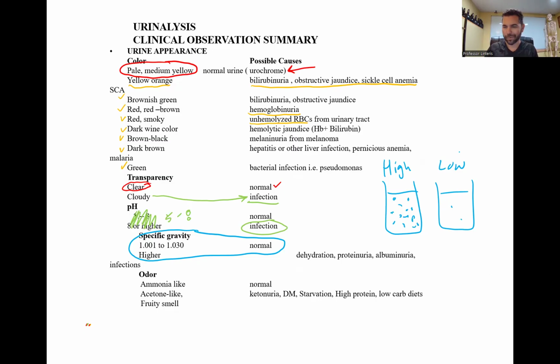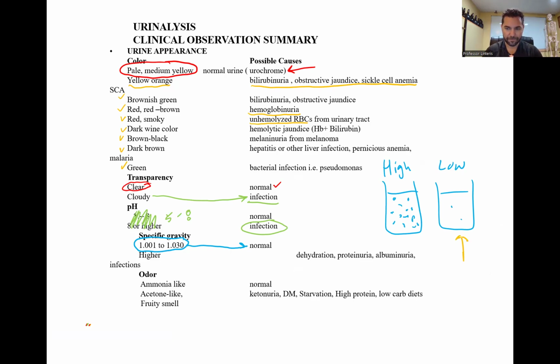A specific gravity of 1.000 is water. So a normal specific gravity is 1.001 to 1.03 on the lower end, aka that guy.